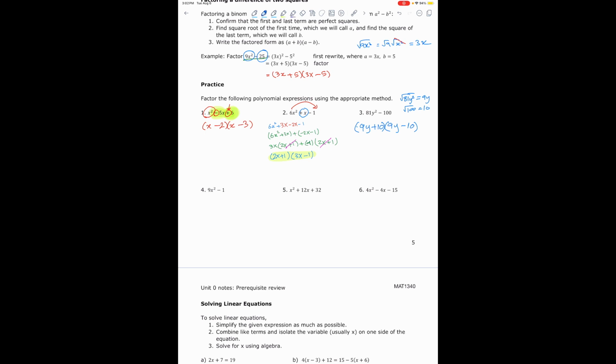Number 4 is similar. It's a difference between two perfect squares. The square root of 9x squared is 3x. There is a positive, there is a negative. The square root of 1 is 1 and 1.